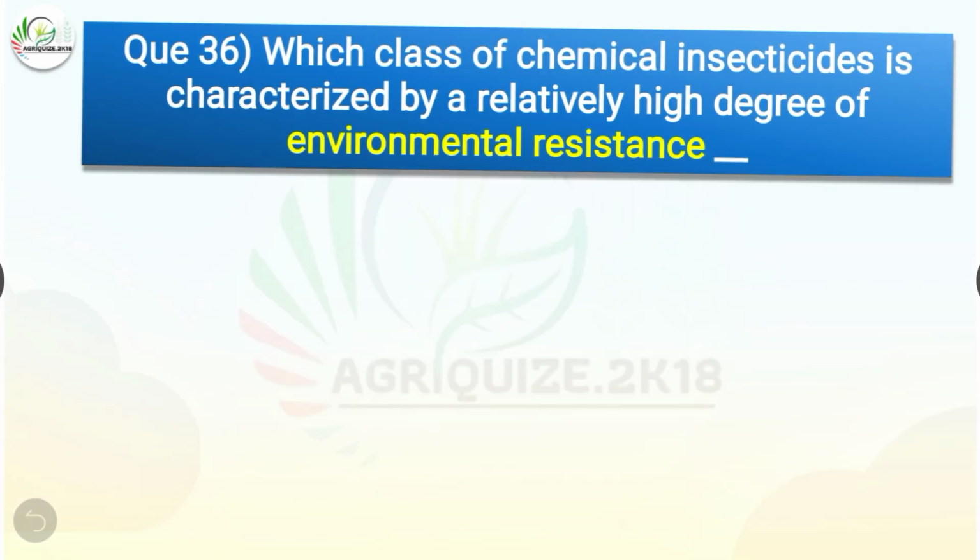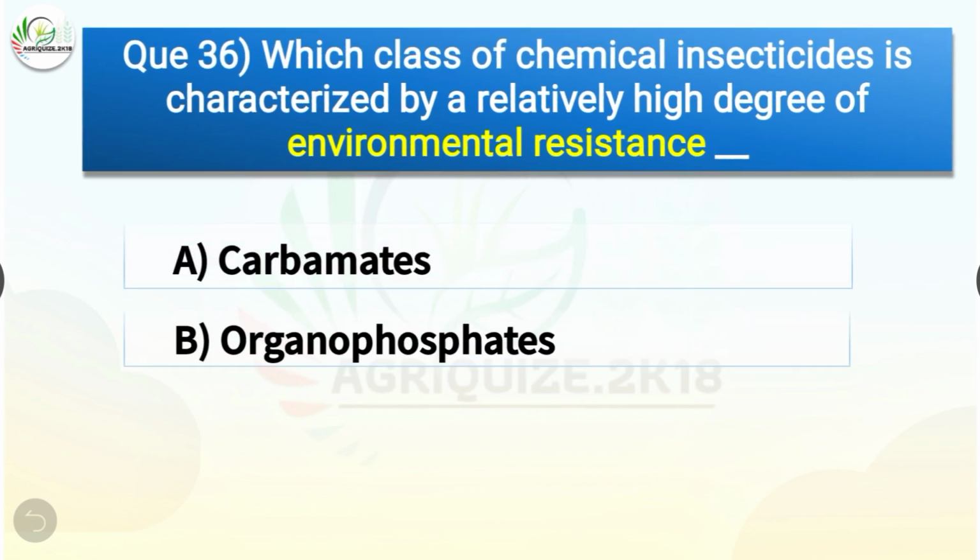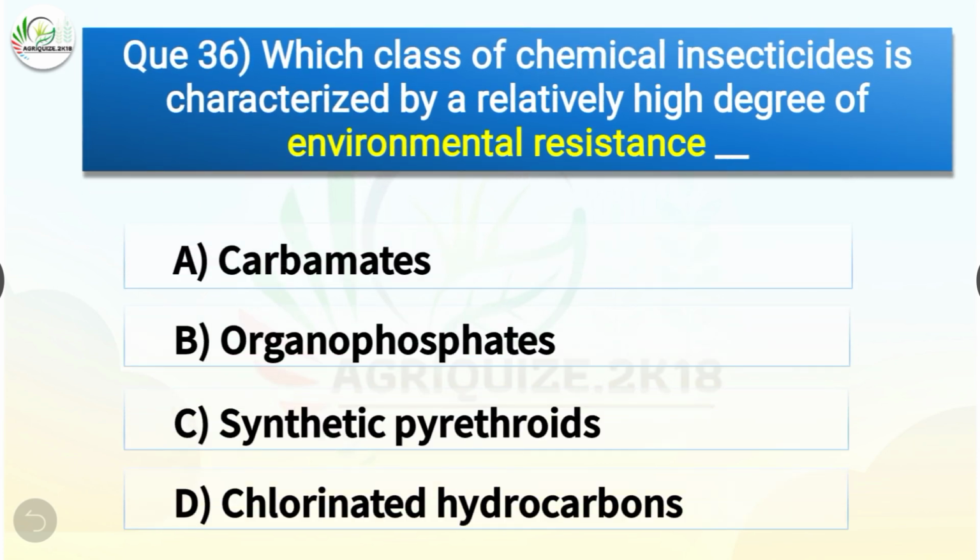Question number 36. Which class of chemical insecticides is characterized by a relatively high degree of environmental resistance? The options are carbamates, organophosphates, synthetic pyrethroids, or chlorinated hydrocarbons. The correct answer is option D, chlorinated hydrocarbons. So the chlorinated hydrocarbons class of chemical insecticides is characterized by a relatively high degree of environmental resistance.